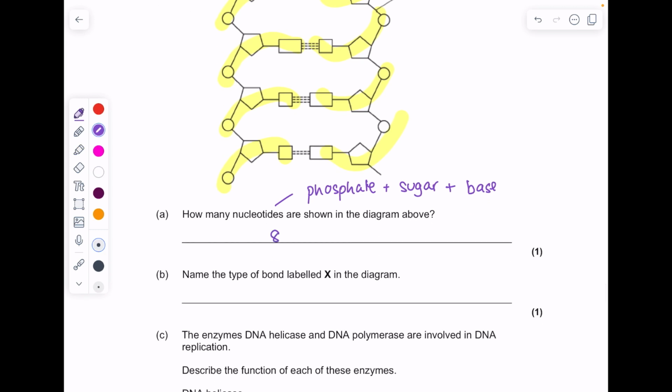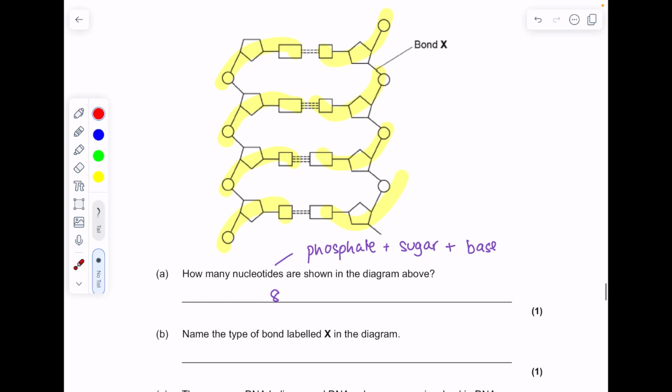Name the type of bond labelled X in the diagram. So it occurs between our sugar and our phosphate, so it's a phosphodiester bond.